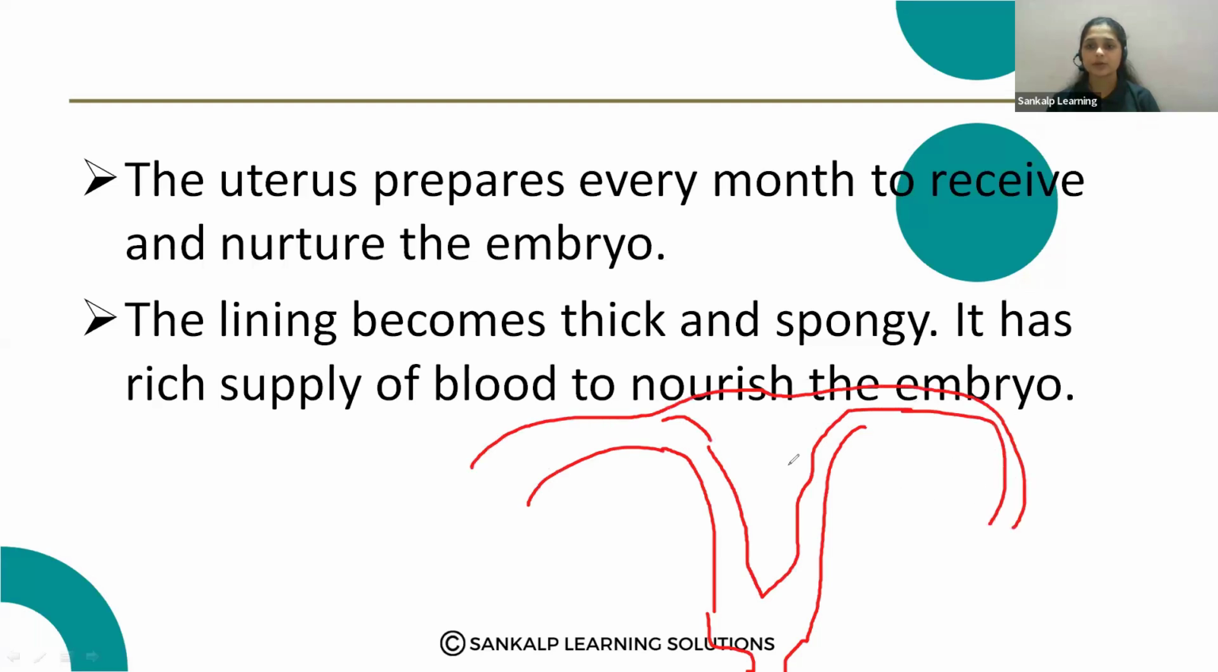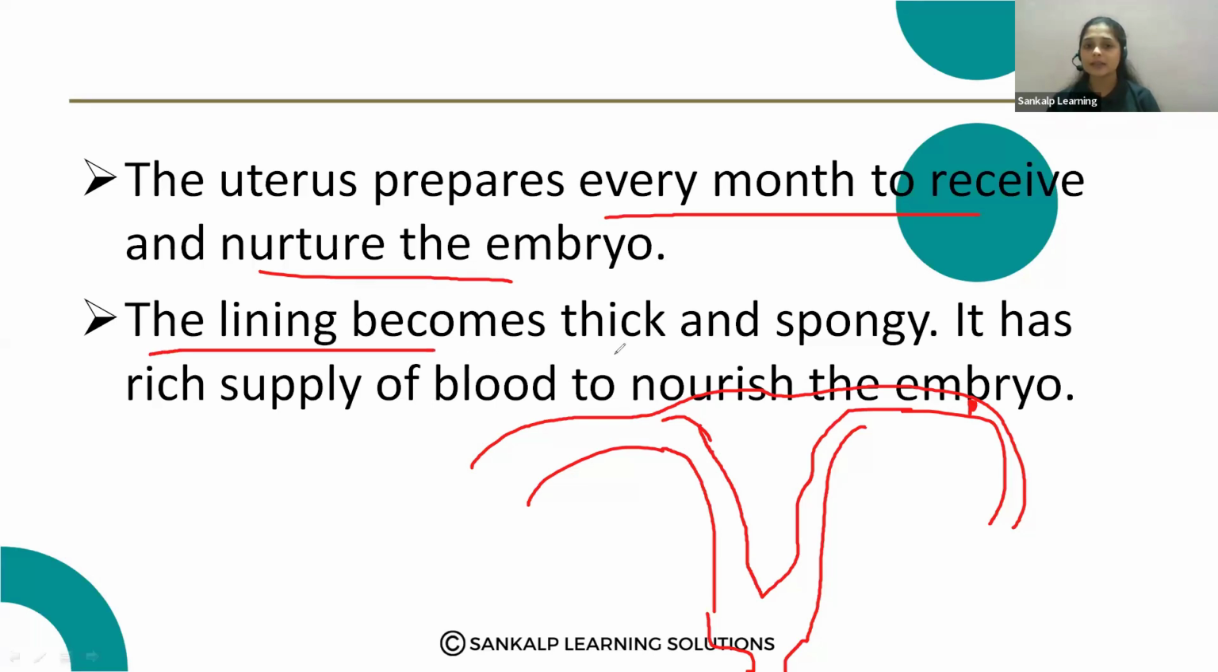Just imagine this is the uterus, and this uterus prepares every month to receive and nurture the embryo. Every month, the ovary releases the egg. In case the sperm meets the egg and the fertilization occurs, the uterus is ready for the attachment of the embryo. So how does it get ready for the attachment of the embryo? Very important.